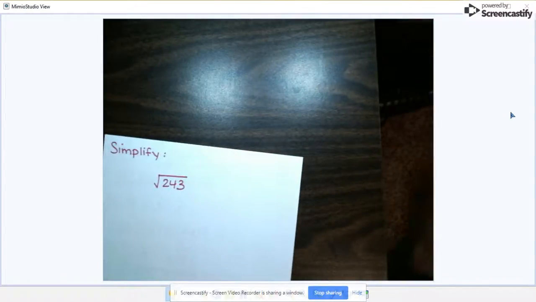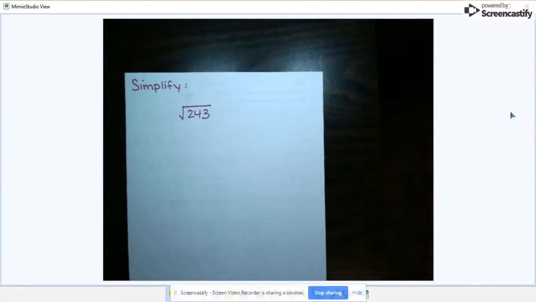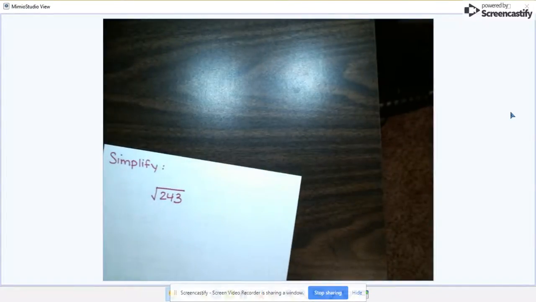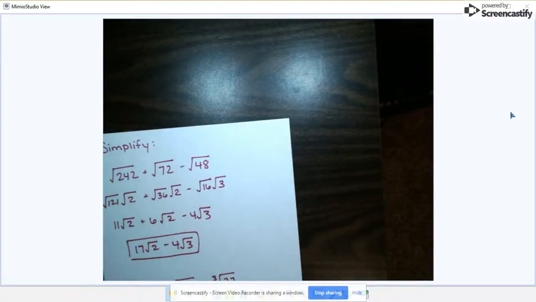A couple more examples, but I want you guys to simplify square root of 243. And then here we're going to actually simplify some expressions.